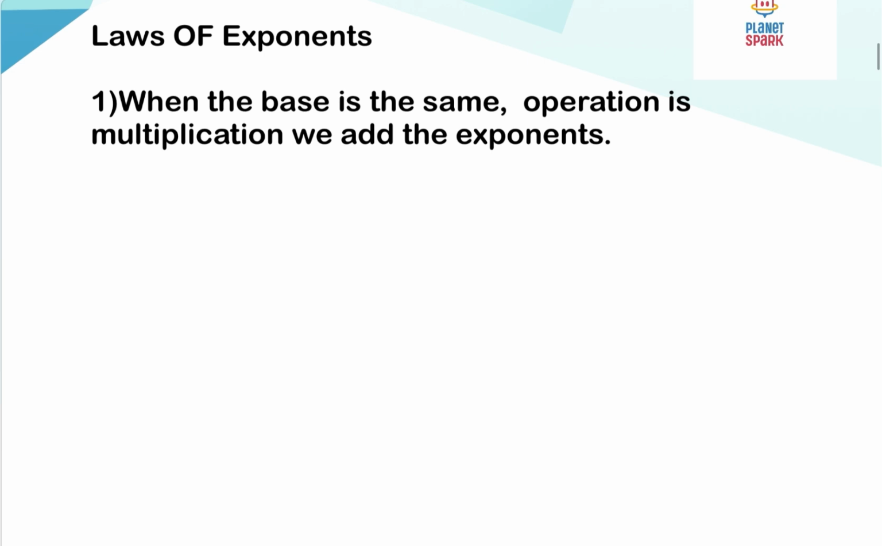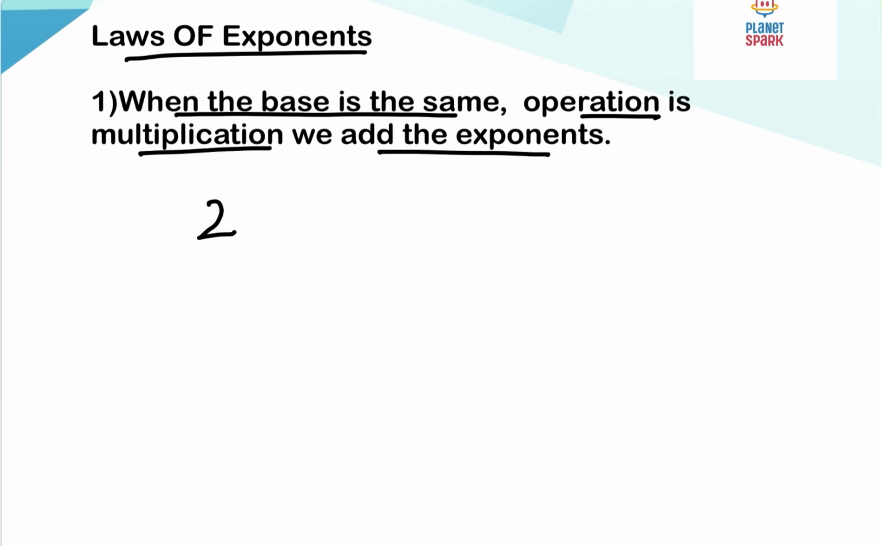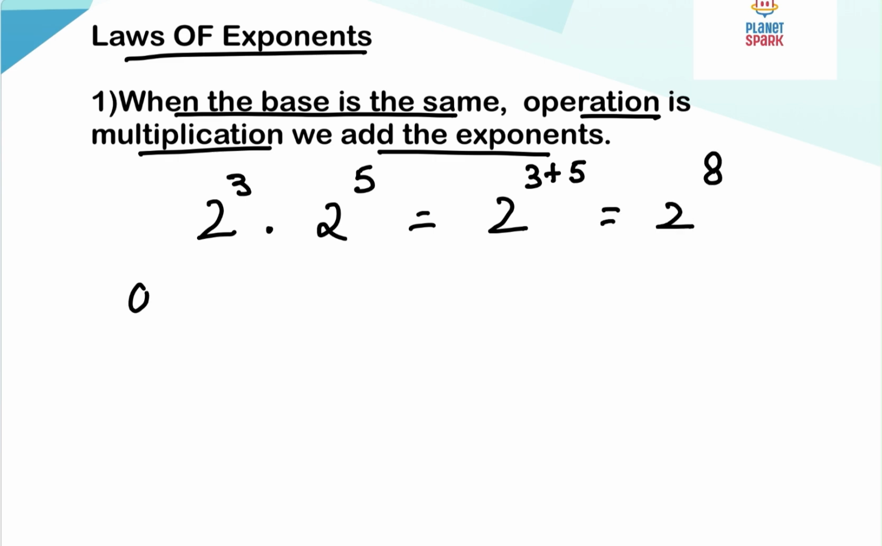Laws of exponents. The first law says when the base is the same and the operation is multiplication, we add the exponents. So this means if the base is the same, operation is multiplication, simply add the powers. If I have 2 raised to the power 3 multiplied by 2 raised to the power 5, base is the same, 2, operation is multiplication, my powers would be added. So it will become 3 plus 5. The final answer would be 2 raised to the power 8.